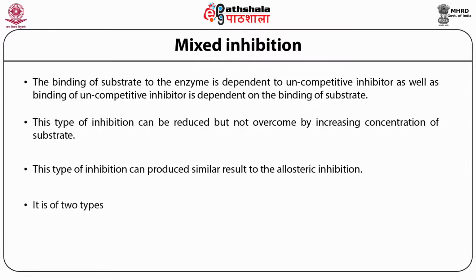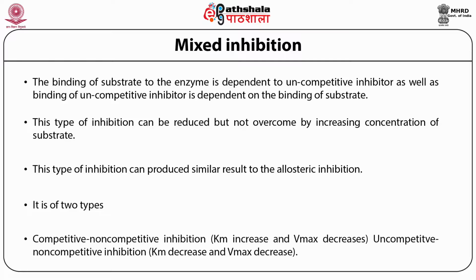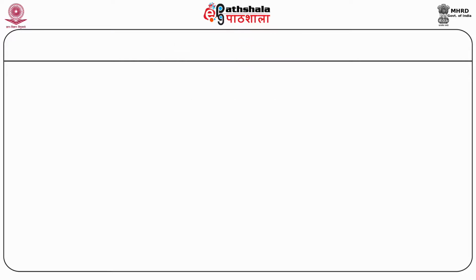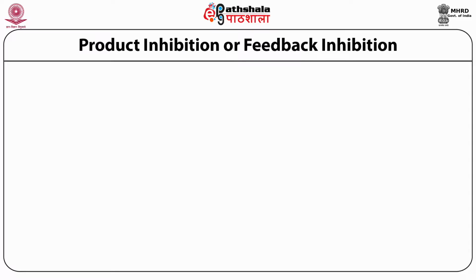So based on the type of mixed inhibition, it is either competitive non-competitive inhibition or uncompetitive non-competitive inhibition. Both have different kinetic variations. For example, in competitive non-competitive inhibition, Km increases and Vmax decreases, while in uncompetitive non-competitive inhibition, Km decreases and Vmax also decreases. The next type of inhibition is feedback inhibition or product inhibition.